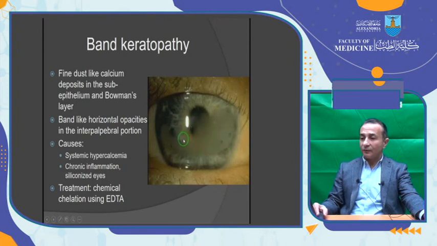It is at the level of the Bowman's layer and the epithelium, and the treatment is by chemical chelation using ethylene diamine tetraacetic acid, which is called EDTA. This is a chelating agent which binds the calcium. So since this is calcium deposit, you just put EDTA and the whole calcium will be removed from the epithelium and Bowman's layer.